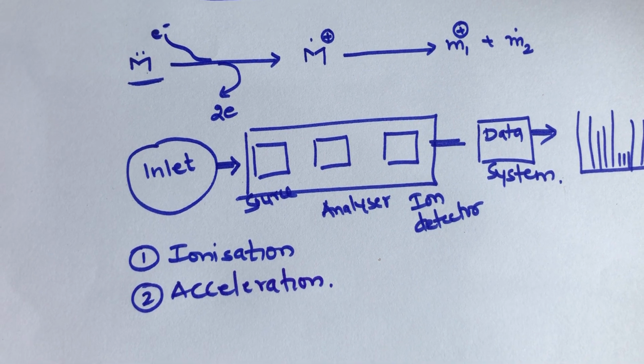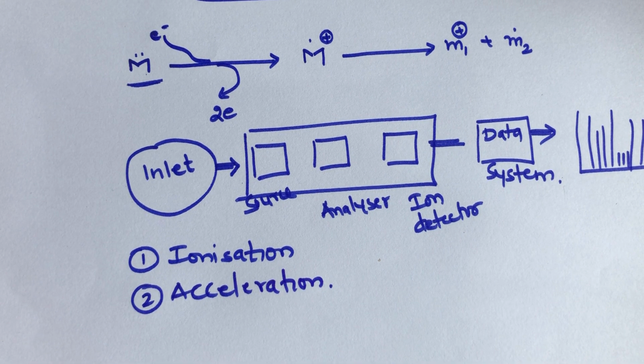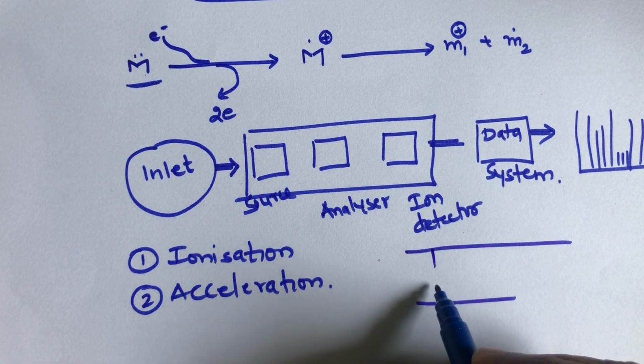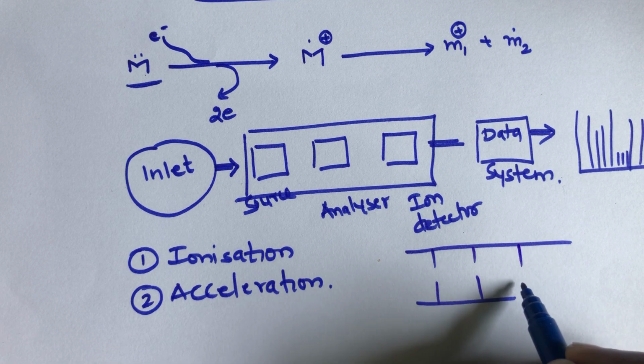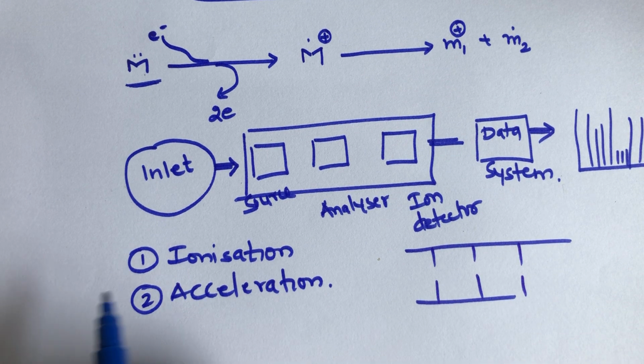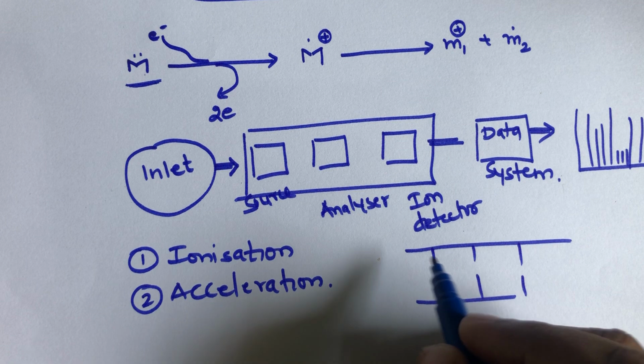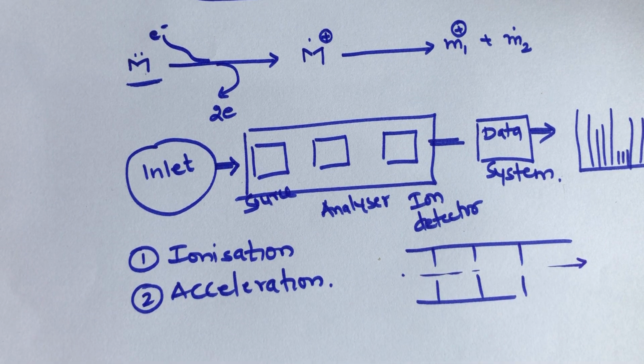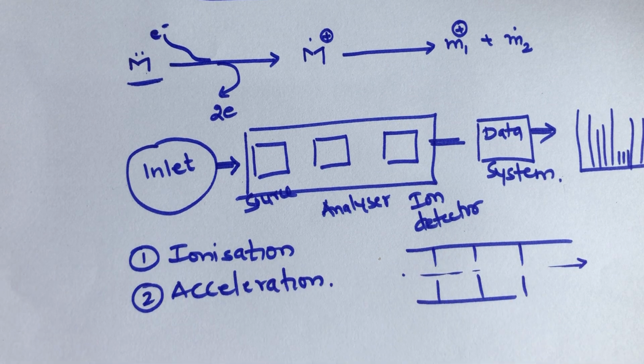Acceleration. What actually happens in this acceleration? Acceleration is a simple step where the ions are placed between a set of charged parallel plates, like this. So this will be an ionization chamber, where the ion beam moves like this.